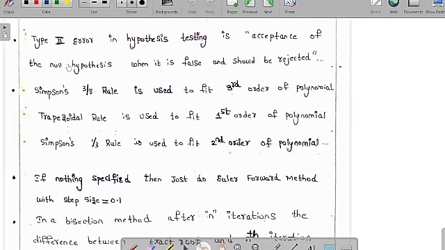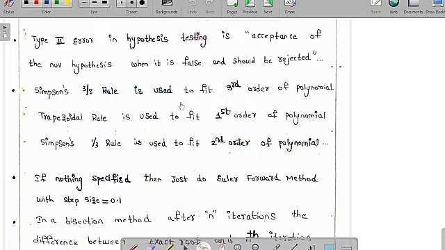Type 2 error in hypothesis testing is acceptance of the null hypothesis when it is false and should be rejected. It means that type 2 error in hypothesis testing is acceptance of the null hypothesis when it is false and should be rejected. If it is false, you should definitely reject it. If it is true, you should accept it. That is the meaning of the null hypothesis, and type 2 error is accepting it when it is false and should be rejected.